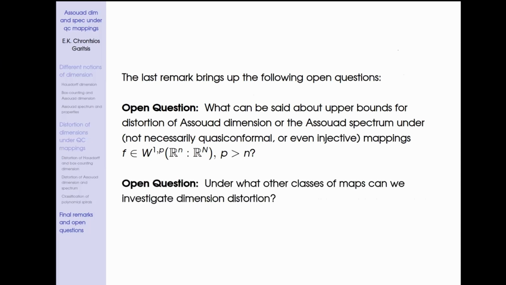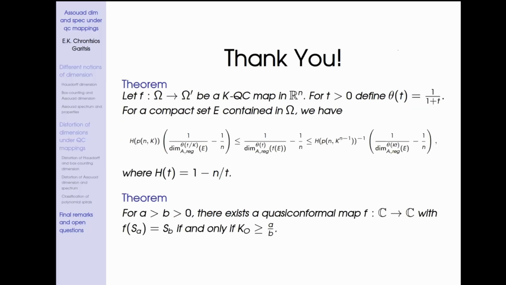Another question is under what other classes of maps can we investigate the same problem? Namely, what are other classes that classify things? People are interested in classifying things with them, and we can investigate how the dimension distortion works and apply that for classification problems. These are the main results in case someone wants to be looking at them while they ask questions.